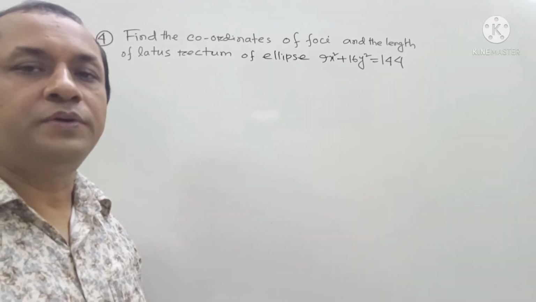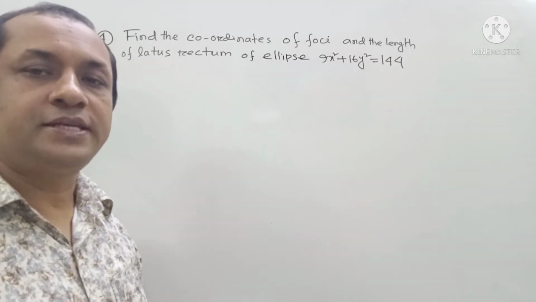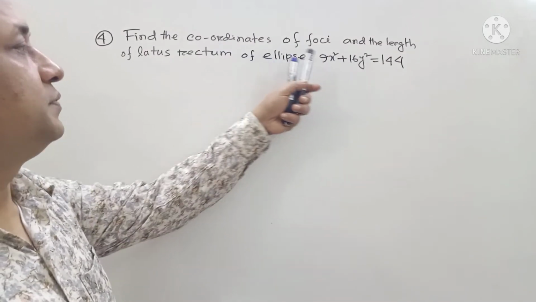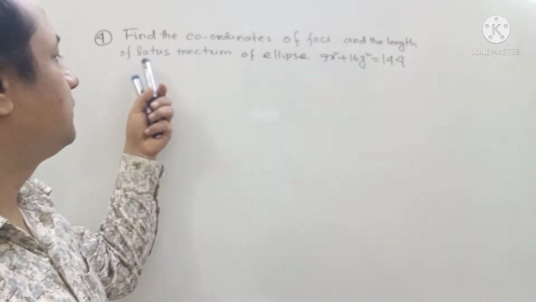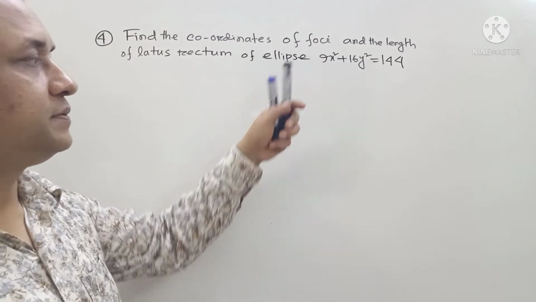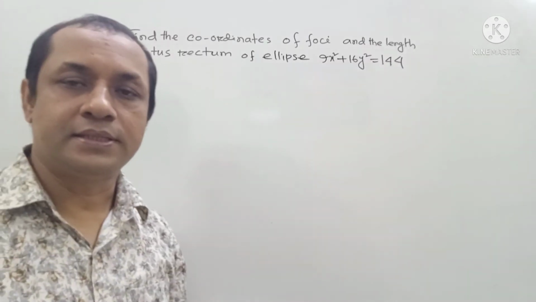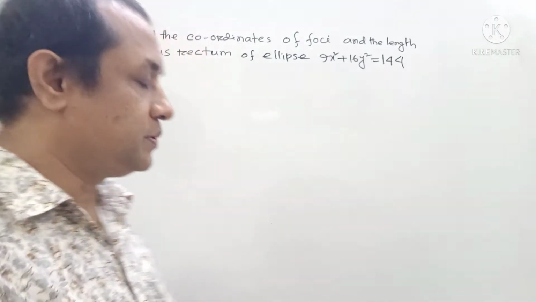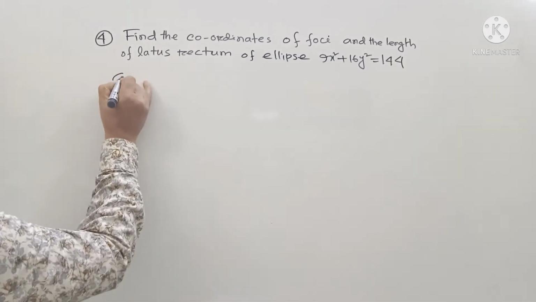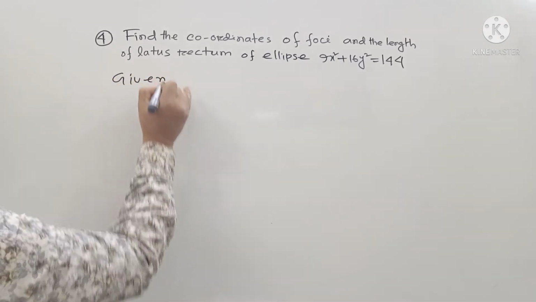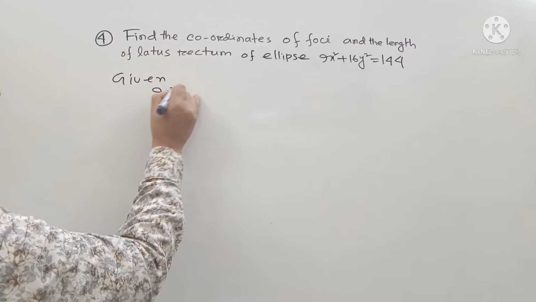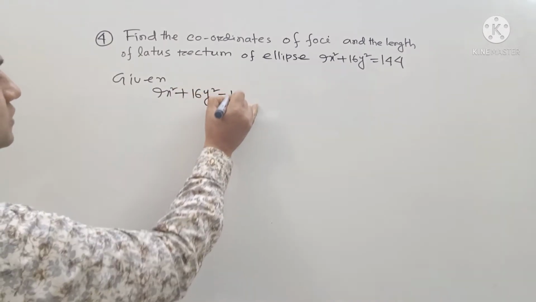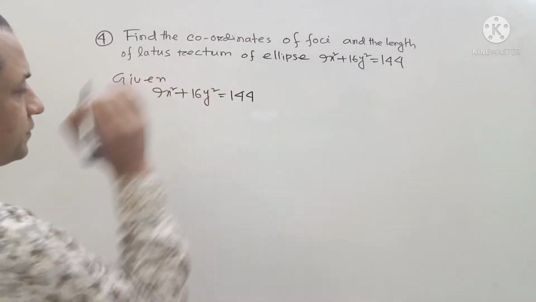Students, question number 4, exercise 6b. Find the coordinates of the foci and the length of the latus rectum of the ellipse 9x square plus 16y square equals 144. So, given 9x square plus 16y square equals 144.